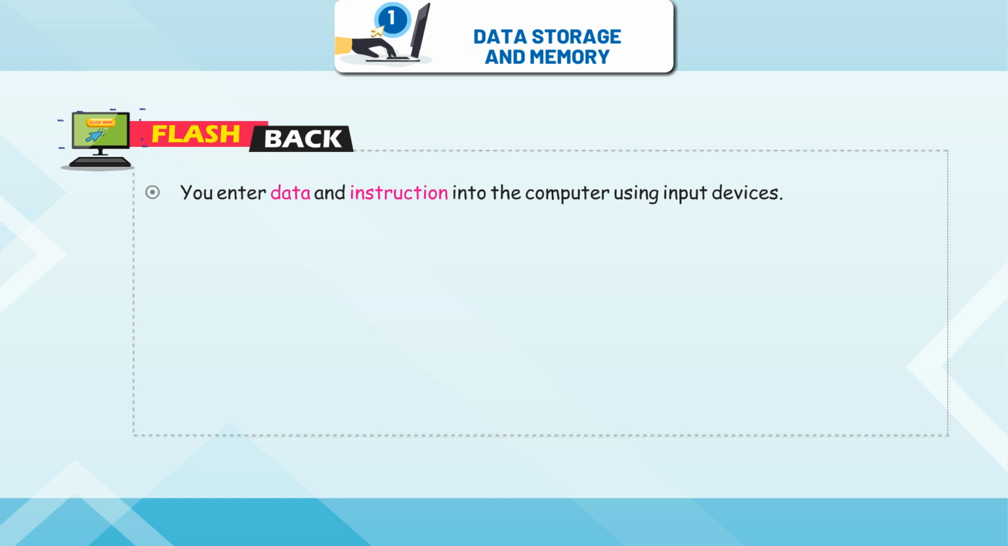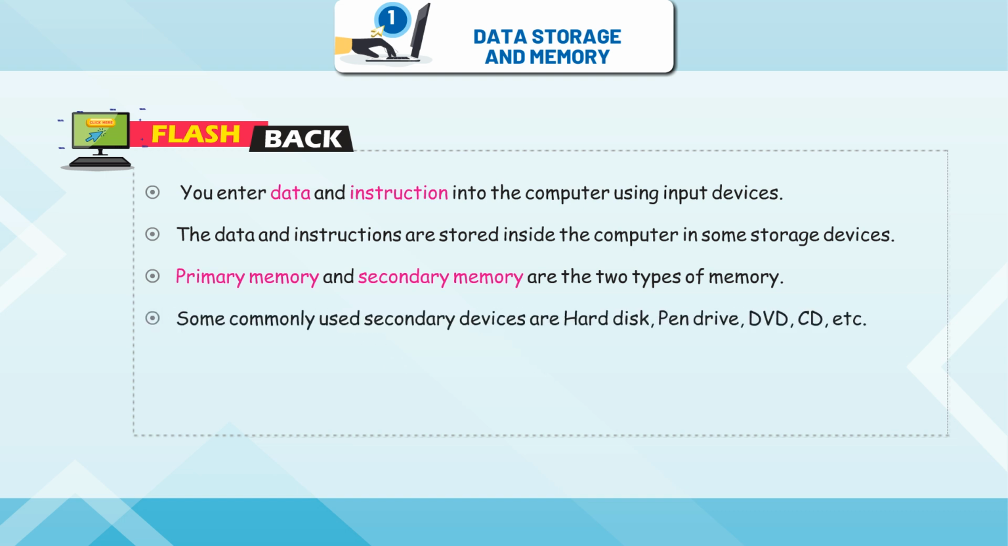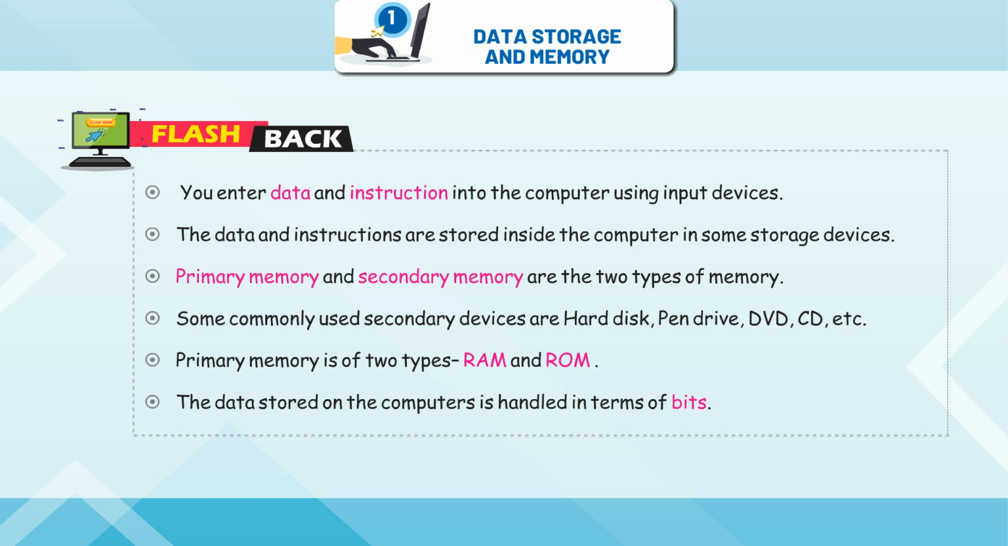Flashback. You enter data and instructions into the computer using input devices. The data and instructions are stored inside the computer in some storage devices. Primary memory and secondary memory are the two types of memory. Some commonly used secondary devices are hard disk, pen drive, DVD, CD, etc. Primary memory is of two types, RAM and ROM. The data stored on the computers is handled in terms of bits.